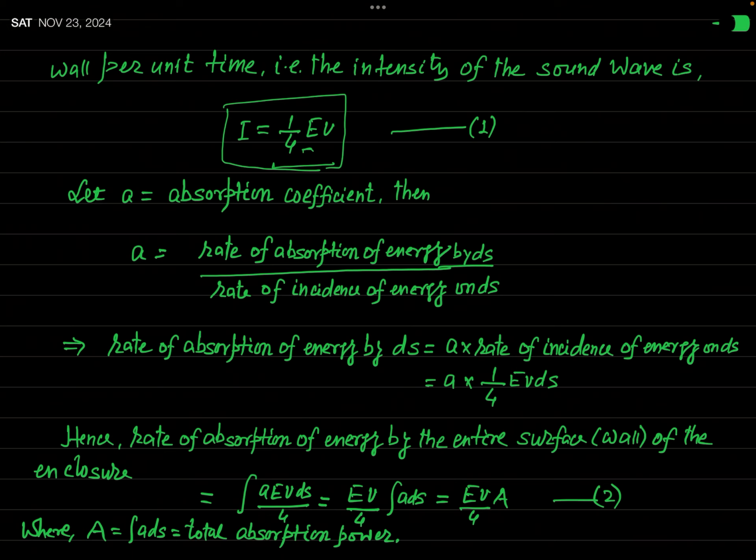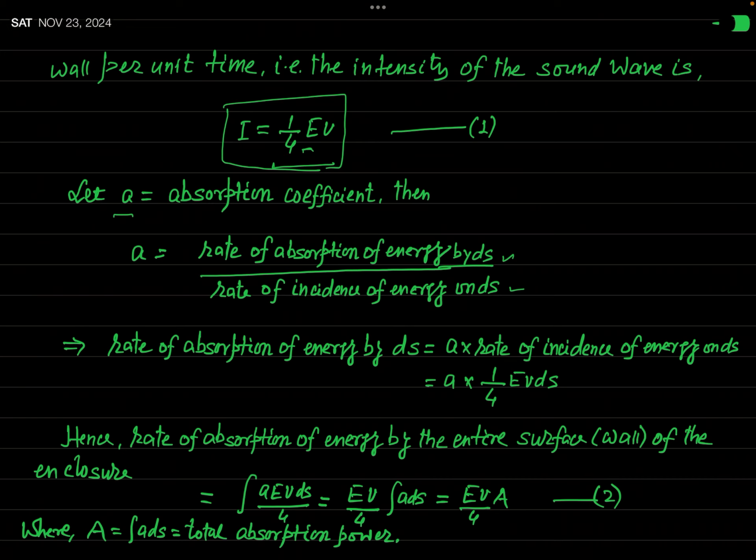Okay. Now this energy which falls on the surface, a particular part of the incident energy will get absorbed by the surface. And what amount of the energy will be absorbed depends on the absorption coefficient. And how is this absorption coefficient defined? If you consider that A is the absorption coefficient, then it may be defined as rate of absorption of energy by ds divided by rate of incidence of energy on ds. Here in our calculation we are going to find the energy absorbed by the surface in 1 second, so I am talking about rate.